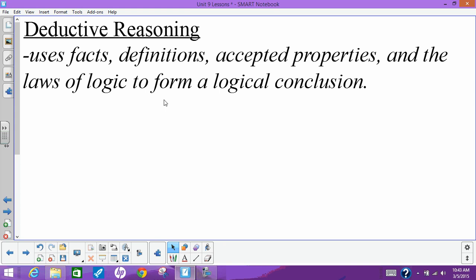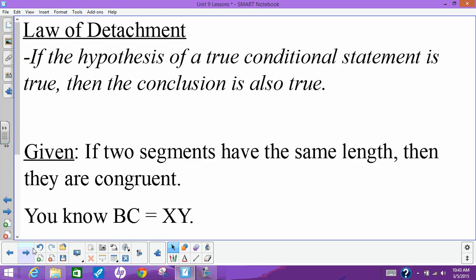So we did this when we talked about proof. We were reasoning by using facts, properties, say, of triangles, and definitions we had, like midpoint, and we were able to draw conclusions, and it was all based on fact. So the first law that we can use to reason like this is the law of detachment.